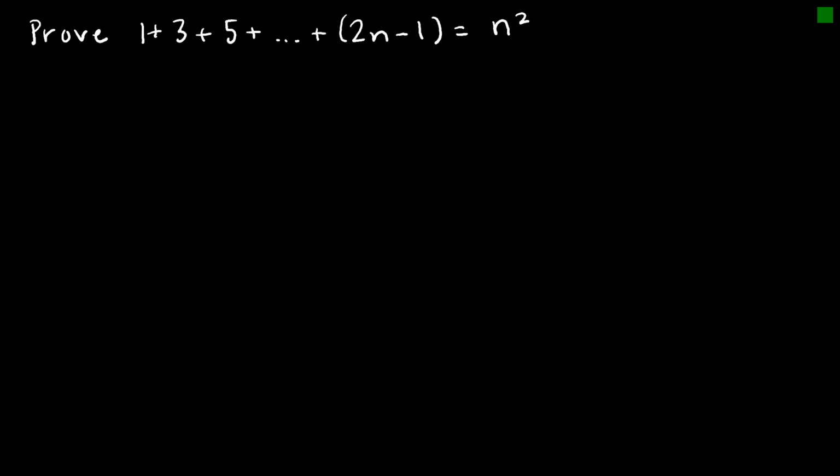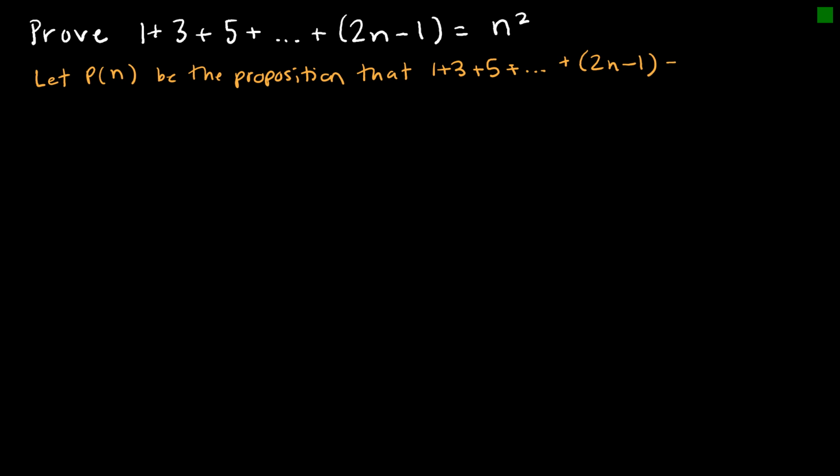So now that I've done the work to come up with the formula that I think is right, I actually have to prove it. And so again, I'm going to start by just explicitly saying that P of n be the proposition that 1 plus 3 plus 5, etc., all the way up to 2n minus 1 is equal to n squared. So I'm just explicitly saying that is true.